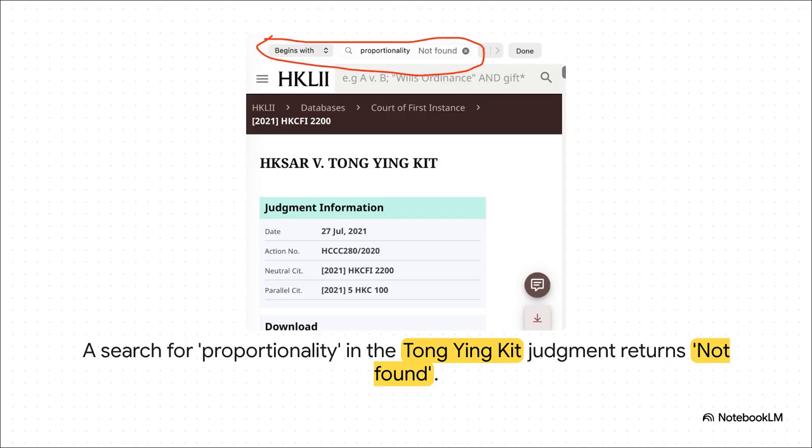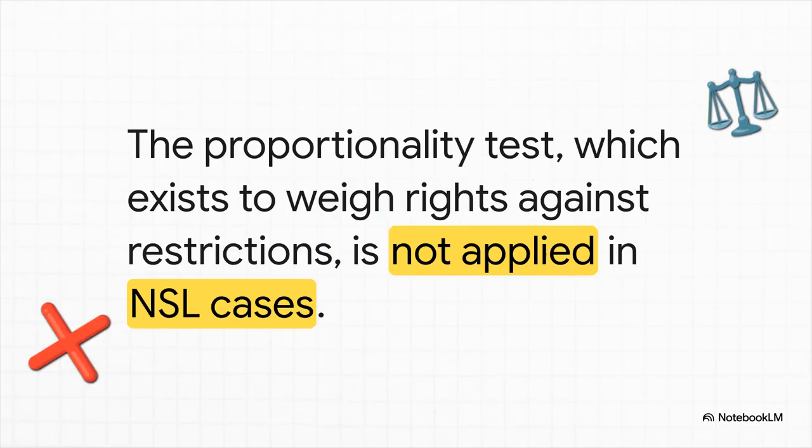In the very first major trial under the NSL, you can search the entire judgment for the word proportionality, the test we've spent all this time on, and it's just not there. Not once. That's a huge tell. So here's the bottom line for your exam. Under the NSL, that whole balancing act of rights versus restrictions that the proportionality test does, it's just not applied. The entire framework shifts from balancing individual rights against the public good to a framework that prioritizes state security. It's a fundamental change in the court's job.